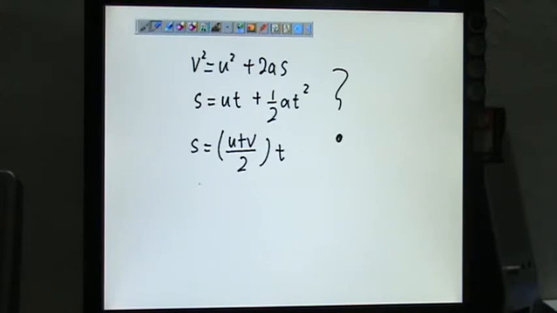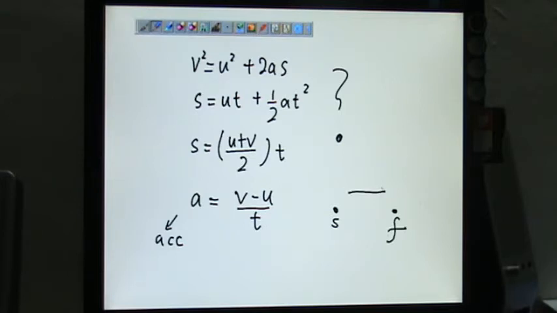But before that, I also want to add another formula, which is a equals v minus u over t. Acceleration gives us a sense of when you are slow here and then suddenly you become faster. But how you become faster, within how much amount of time, is also important to find out. This is slow, this is fast.